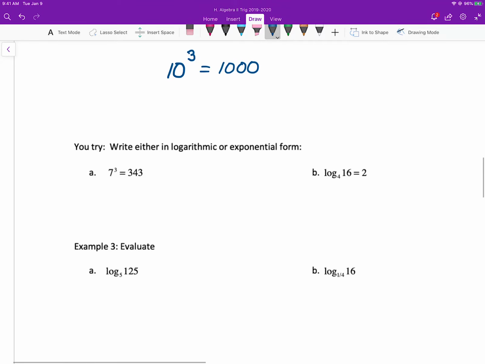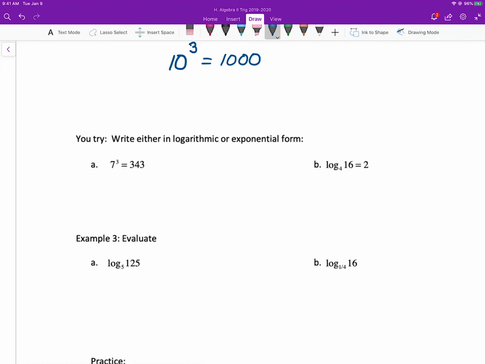So here we're going to have some practice problems. It says you try. What I'd like you to do is pause the video and then try them. And then I'm going to work through them and you can check your answers.